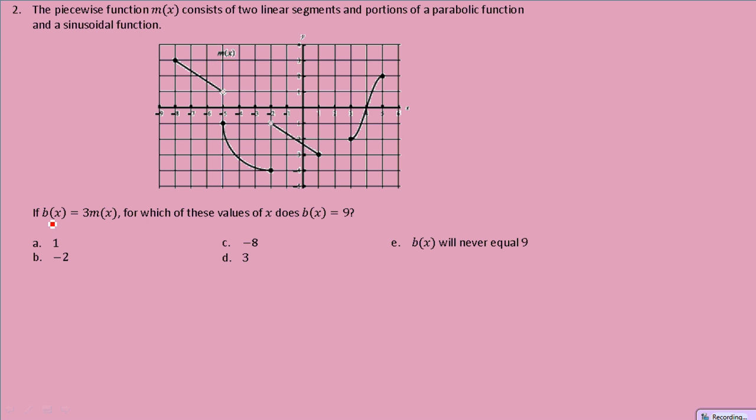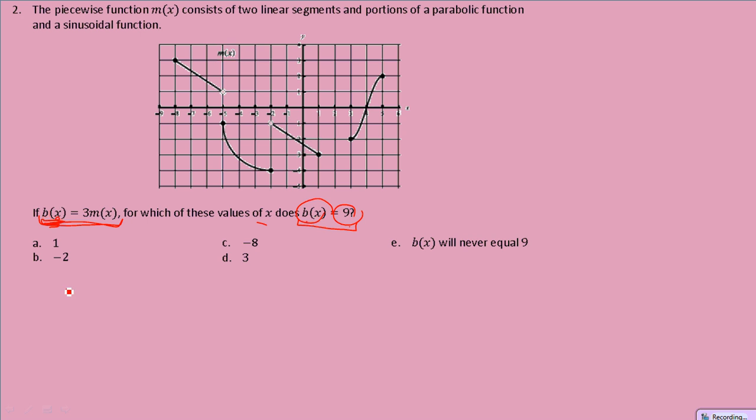So here's where the question gets confusing. If b of x equals 3 times m of x, for which of these values of x does b of x equal 9? I want you to notice that b of x equals 9. That means that we can replace b of x with 9, or we could replace 9 with b of x any place that we see it. So here, do you see that we have b of x here? Why don't we replace that with 9, since b of x and 9 are the same thing?